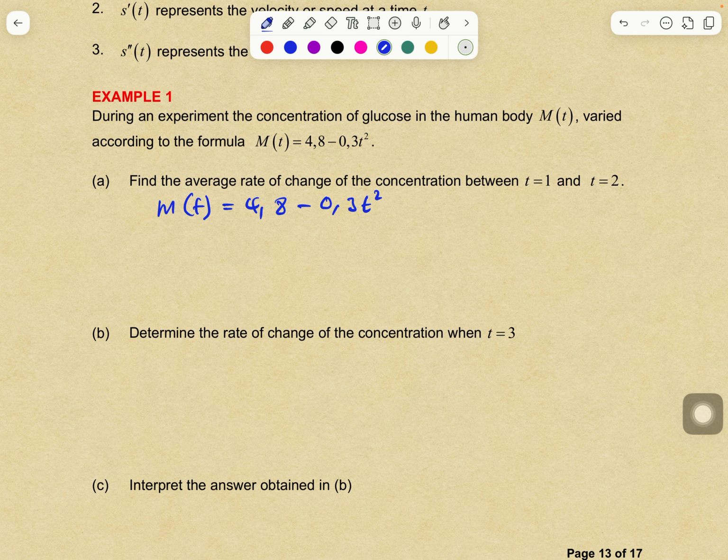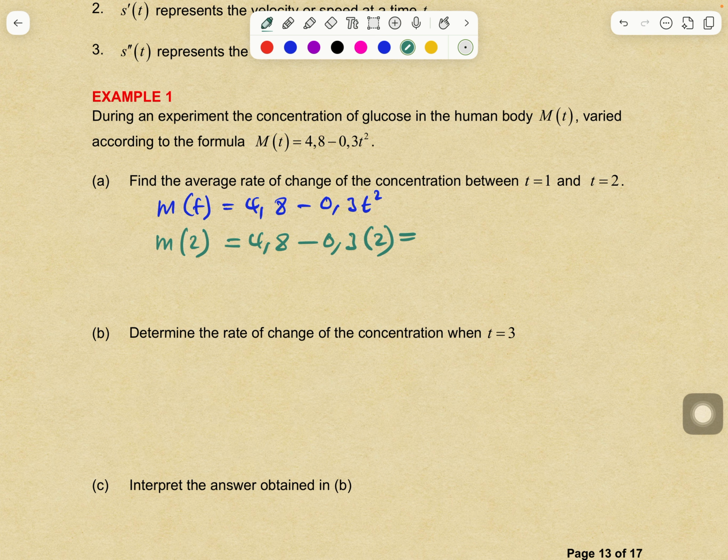So they say find the average rate of change of concentration between the points t equals 1 and 2. So they want the average there. That means you have both t1 and t2. I will then say to myself, let me find M of 2 first, and that is going to be 4,8 minus 0,3 multiplied by 2.